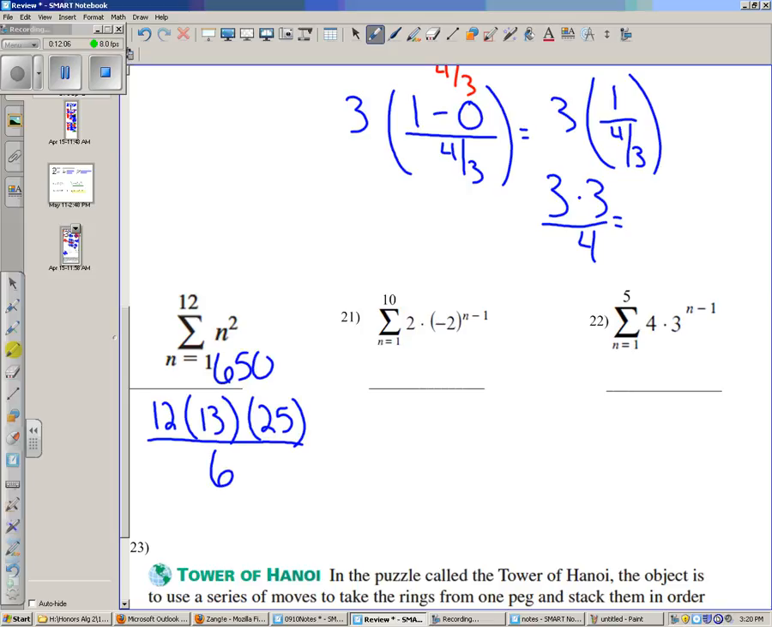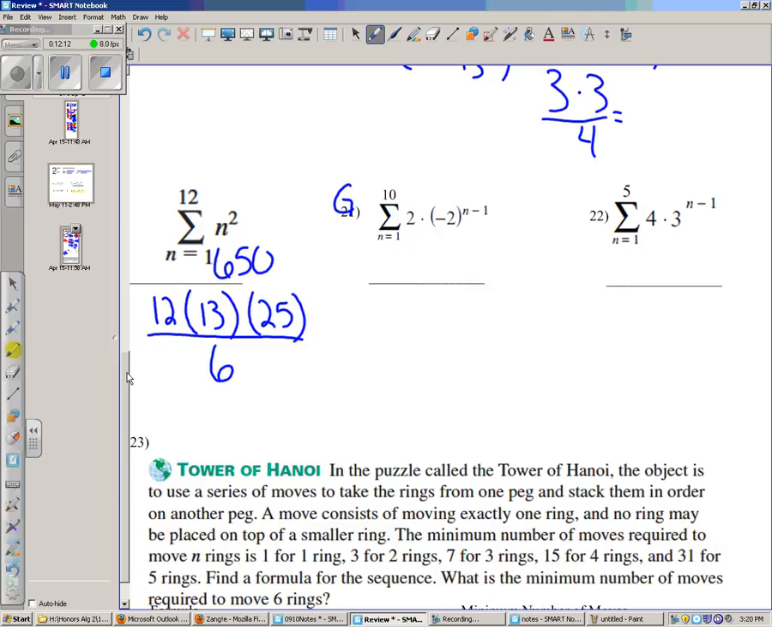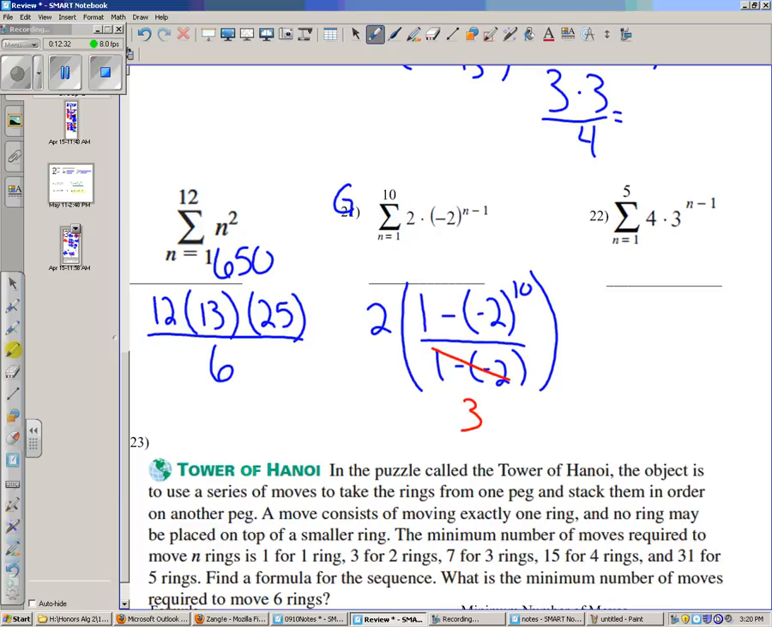The next one's geometric. So again, what I'm going to do is I take the first term, which is 2, and then in parentheses 1 minus r, which is negative 2 to the nth power, so that's 10, over 1 minus negative 2. Again, I'm going to start with my denominator, turn that into 3. Negative 2 to the 10th power is 1024, so just kind of continue what I have. So I'm going to take 1, subtract 1024, which gives me negative 1023 divided by 3. Take that times 2, and when I'm done, I have negative 682.